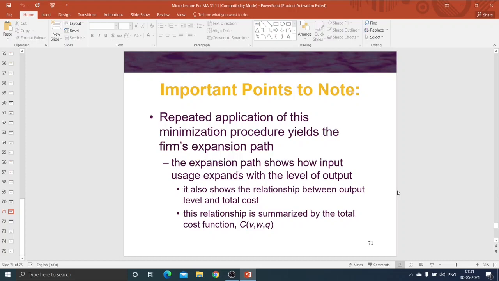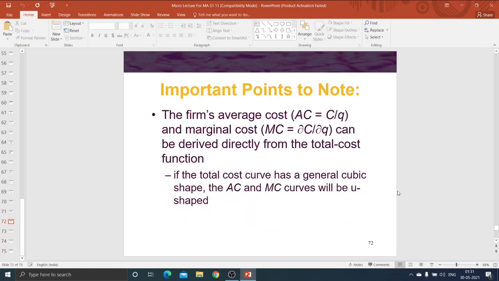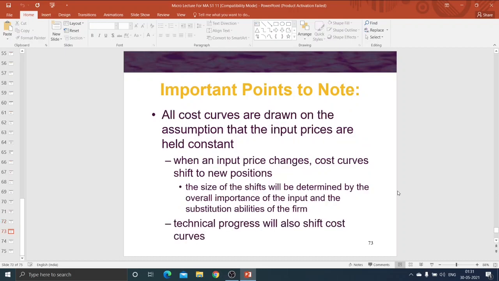This relationship is summarized by the total cost function C is a function of v, w, Q, and again the firm's average cost, AC, is equal to C by Q, and the marginal cost, MC, is equal to dou C by dou Q, can be derived directly from the total cost function. That is, if the total cost curve has a general cubic shape, the AC and MC curves will be U-shaped. So this is how the U-shaped curve arises.